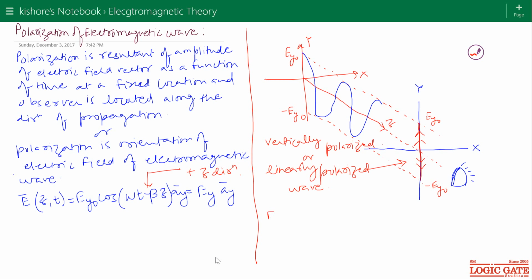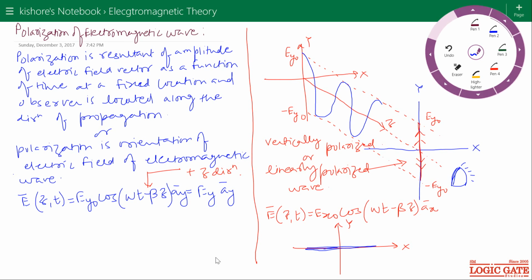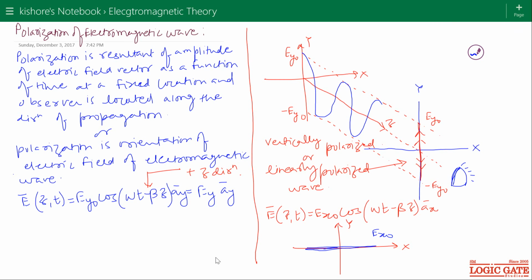If we have the x component of electric field in place of the y component, then this will be a horizontally polarized wave. The observer will find that the amplitude of this wave is changing from plus Ex0 to minus Ex0 along the x-axis. So this is linear polarization, and it is also called a horizontally polarized wave.